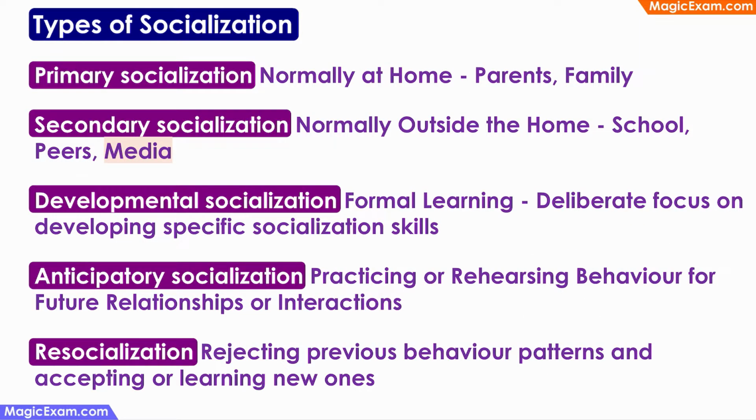Next, let us look at the various types of socialization. There are 5 main types of socialization, which are primary, secondary, developmental, anticipatory, and resocialization. Now, from your exam point of view, primary socialization and secondary socialization are very, very important because very frequently we see questions asking us to identify which are primary or secondary types of socialization.